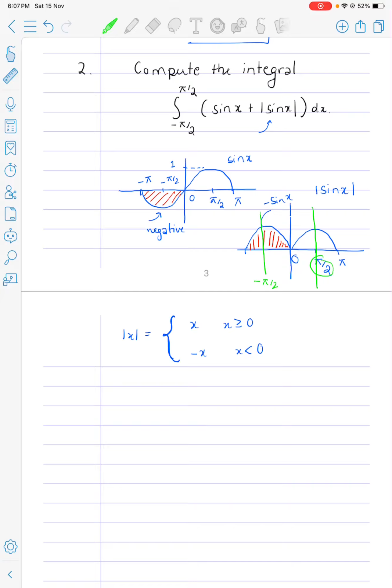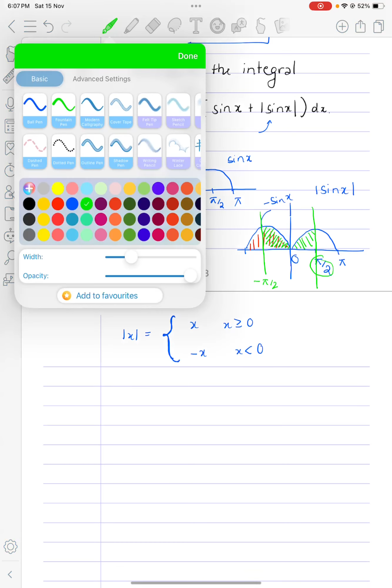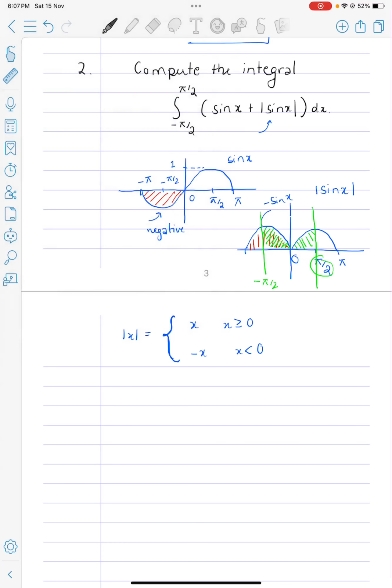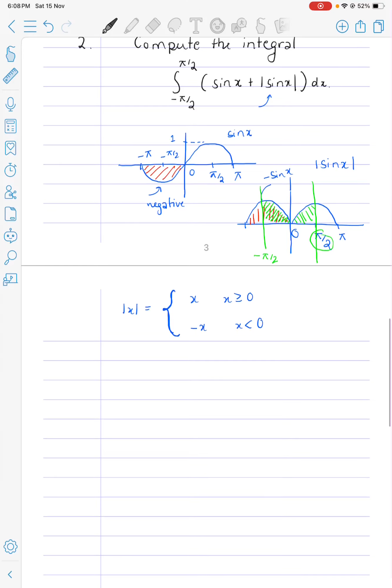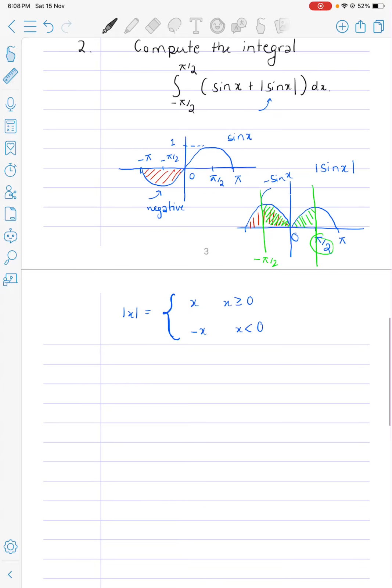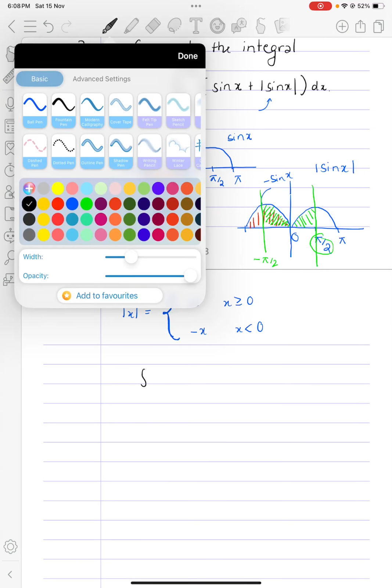Then see this. This is the required area, right? Can you note? This was just to clarify things. Let's go ahead and evaluate this integral.